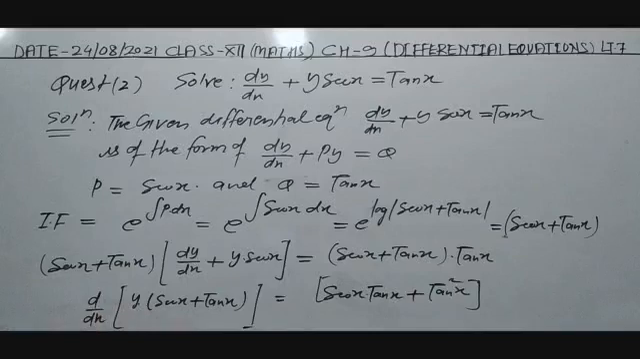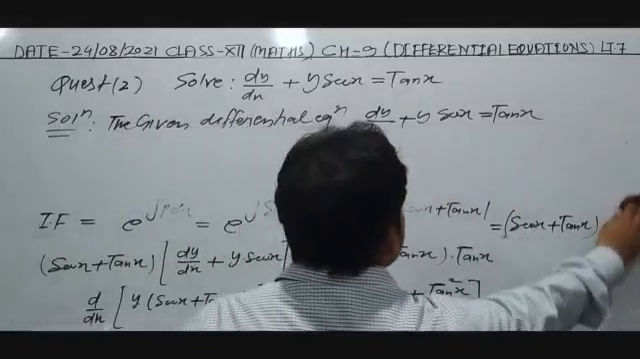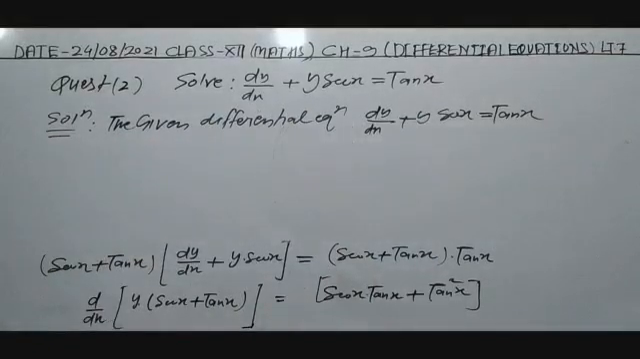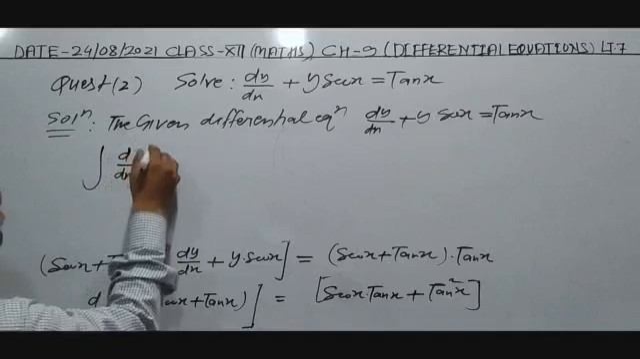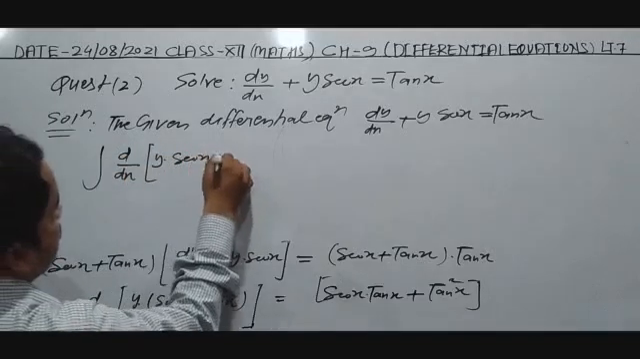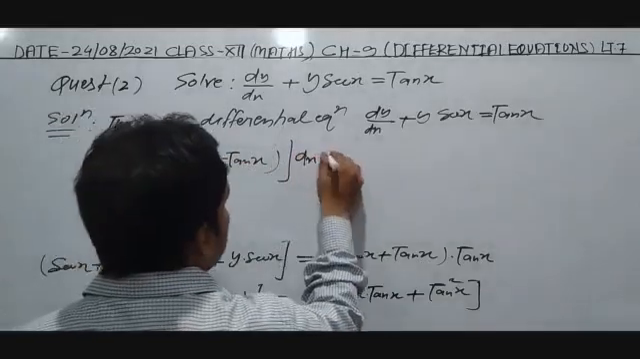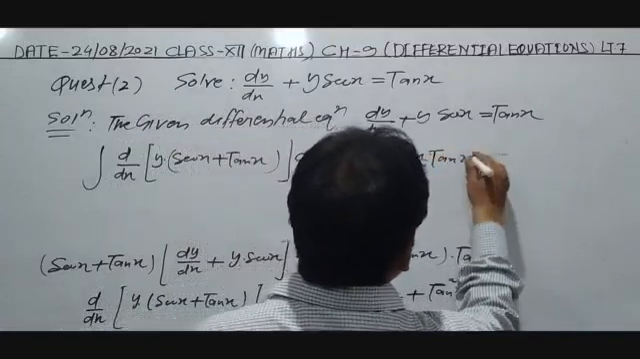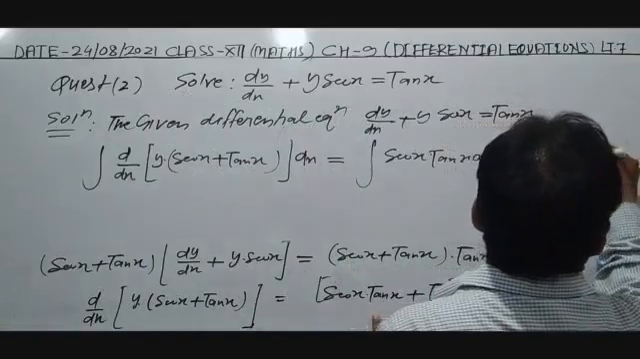Now we have to operate the integration sign on both the sides. So the result will be, when you operate integration on both sides, y times (sec x plus tan x) is equal to integration of sec x tan x dx, and now plus integration of tan square x dx.